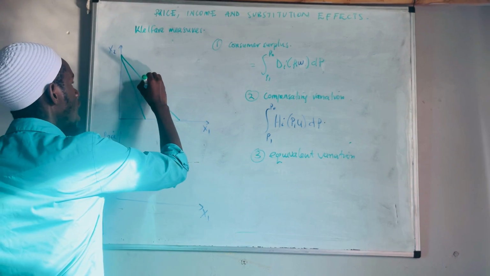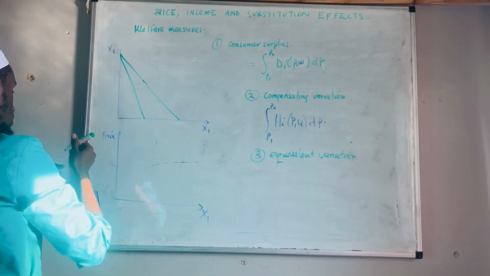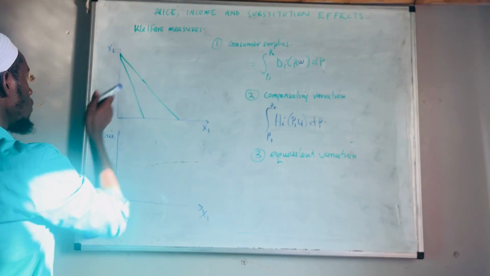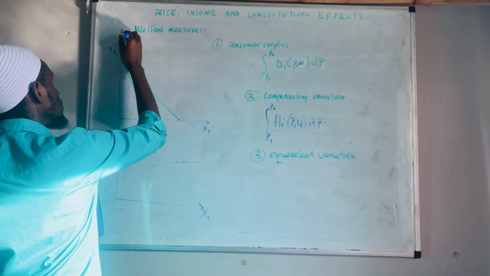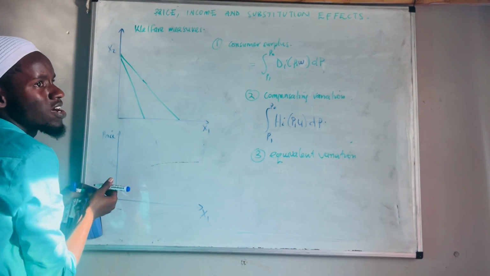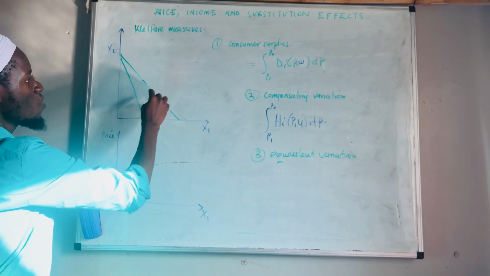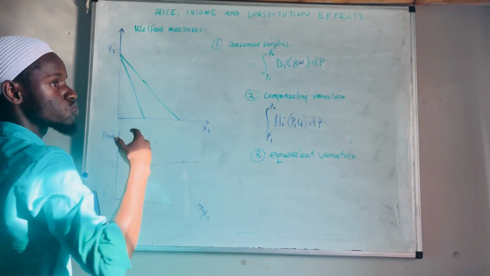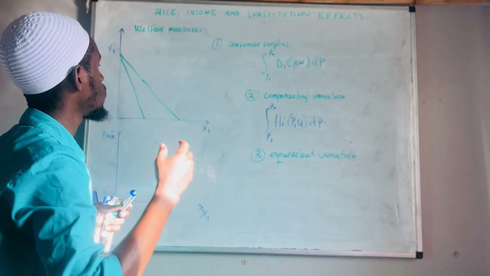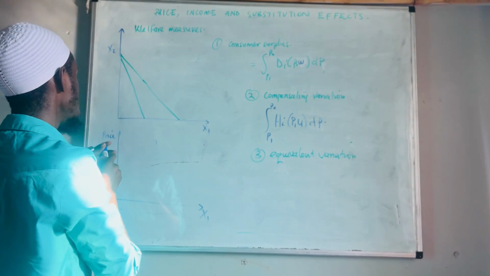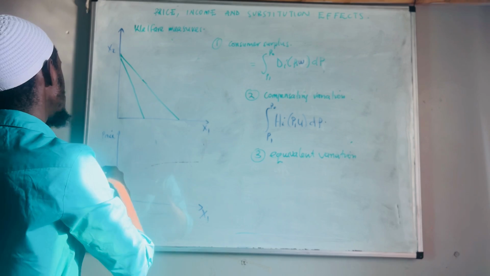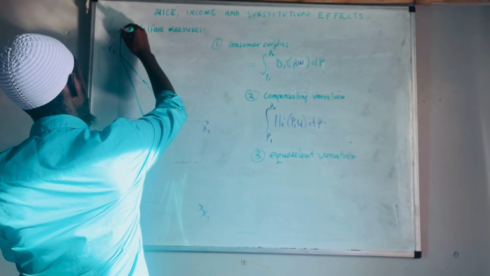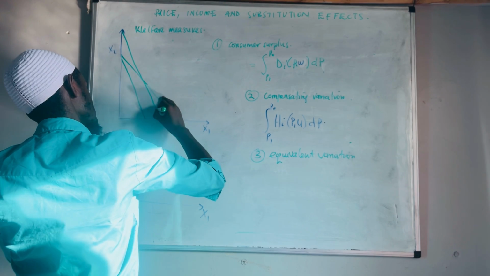Now, if I shift inwards here, it means that my income has reduced a lot. I've been on a high indifference curve and I'm coming to a lower indifference curve. What happens is that my employer has to add me some income to take me back to where I was. Therefore, I have to draw a line parallel to this new budget line, like this.